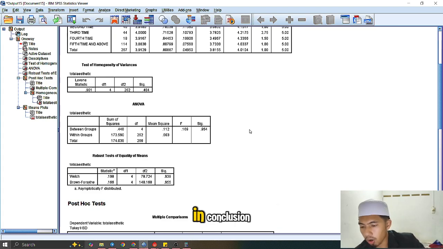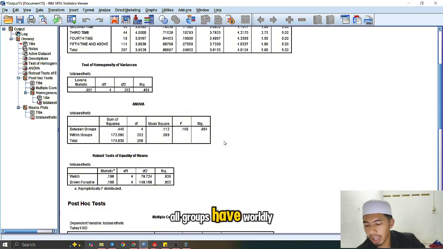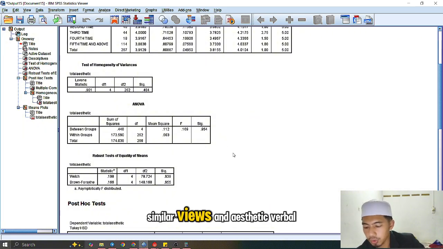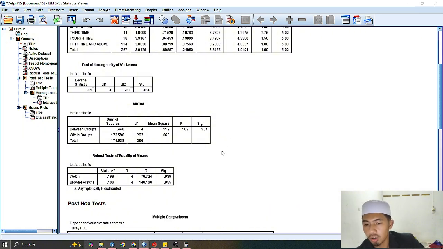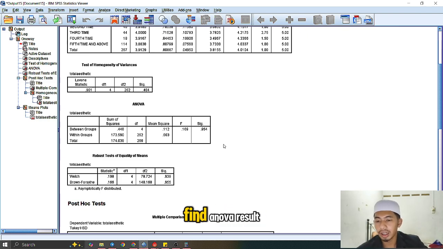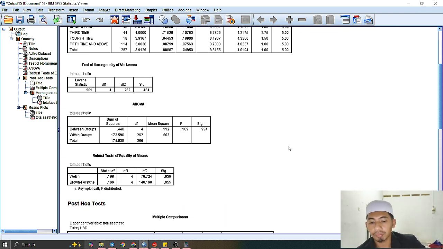So in conclusion, all groups have roughly similar views on aesthetic value. So that's all on how to find the ANOVA result.